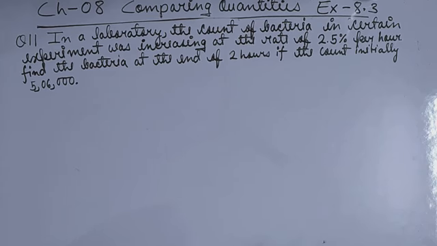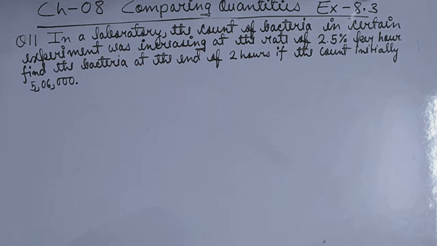Now this is the 11th question of your exercise 8.3, which is based on the application of compound interest formula. Question number 11 says, in a laboratory the count of bacteria in a certain experiment was increasing at the rate of 2.5% per hour. So there is a laboratory in which the bacteria are increasing. The count of bacteria, meaning the number of bacteria in the experiment, is increasing at the rate of 2.5% per hour, meaning every hour the bacteria increase by 2.5%. Find the bacteria at the end of 2 hours. It asks what the count of bacteria will be after 2 hours, if initially the count was 5,06,000.